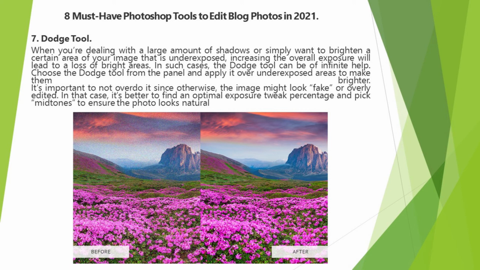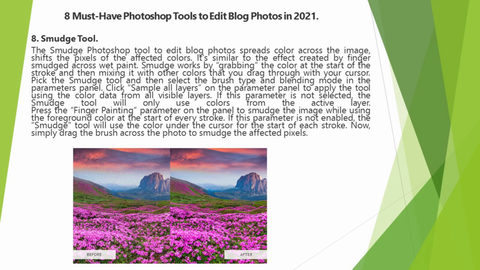It's important to not overdo it since otherwise, the image might look fake or overly edited. In that case, it's better to find an optimal exposure tweak percentage in pigment tones to ensure the photo looks natural. 8. Smudge tool. The Smudge Photoshop tool to edit blog photos spreads color across the image, shifts the pixels of the affected colors.